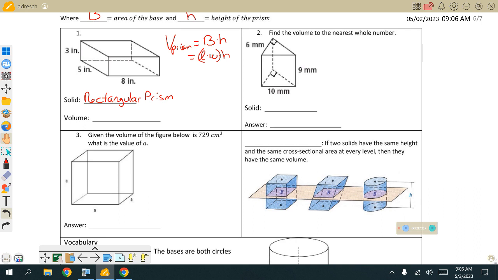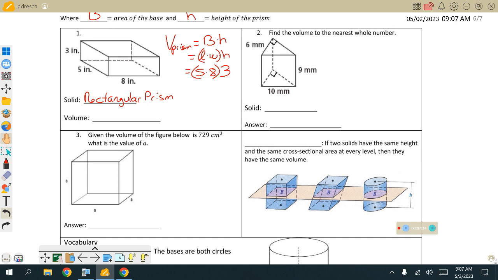Now, what are the dimensions of the base? What are the dimensions for the length and width? It's 5 by 8, isn't it? And what's the height? The height represents the height of the prism. So what's the height of my prism? Height is 3, isn't it? And then it's just a quick go to your calculator, but you don't even need a calculator here, do you? 5 times 8 is 40.